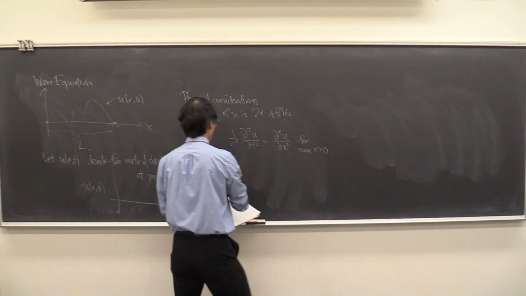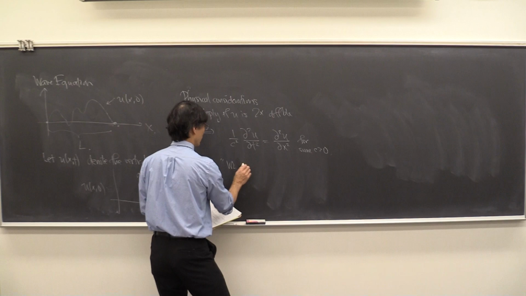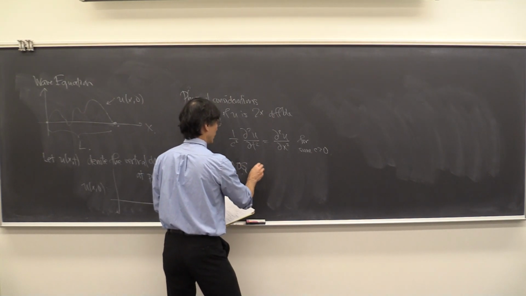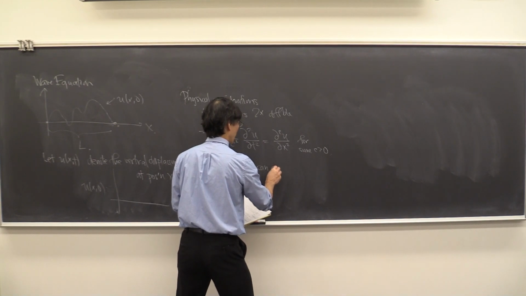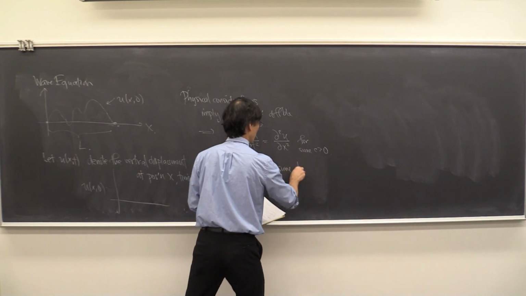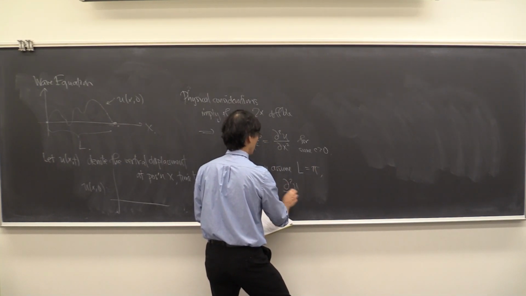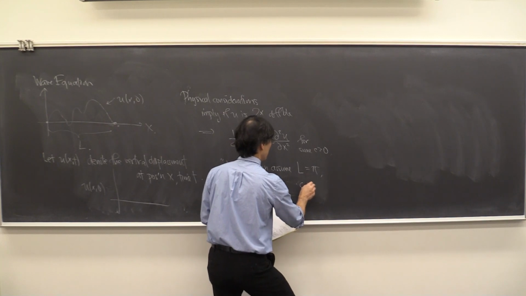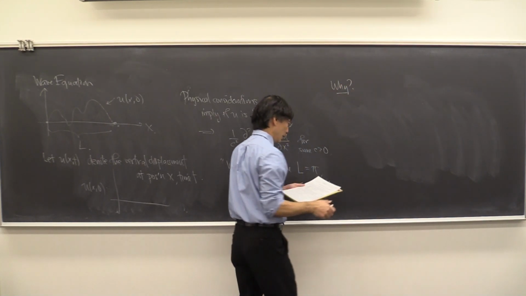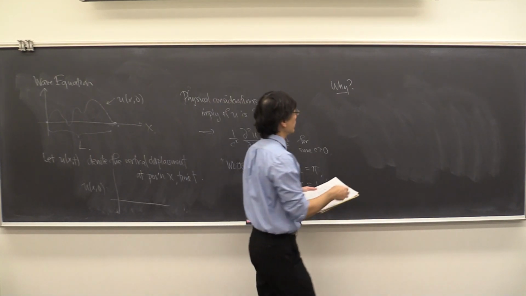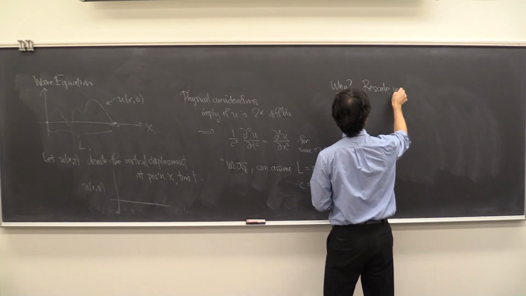So basically, without loss of generality, we can assume that the length is pi and that c is 1. So why is that possible? We're just going to rescale. We're going to rescale the units.